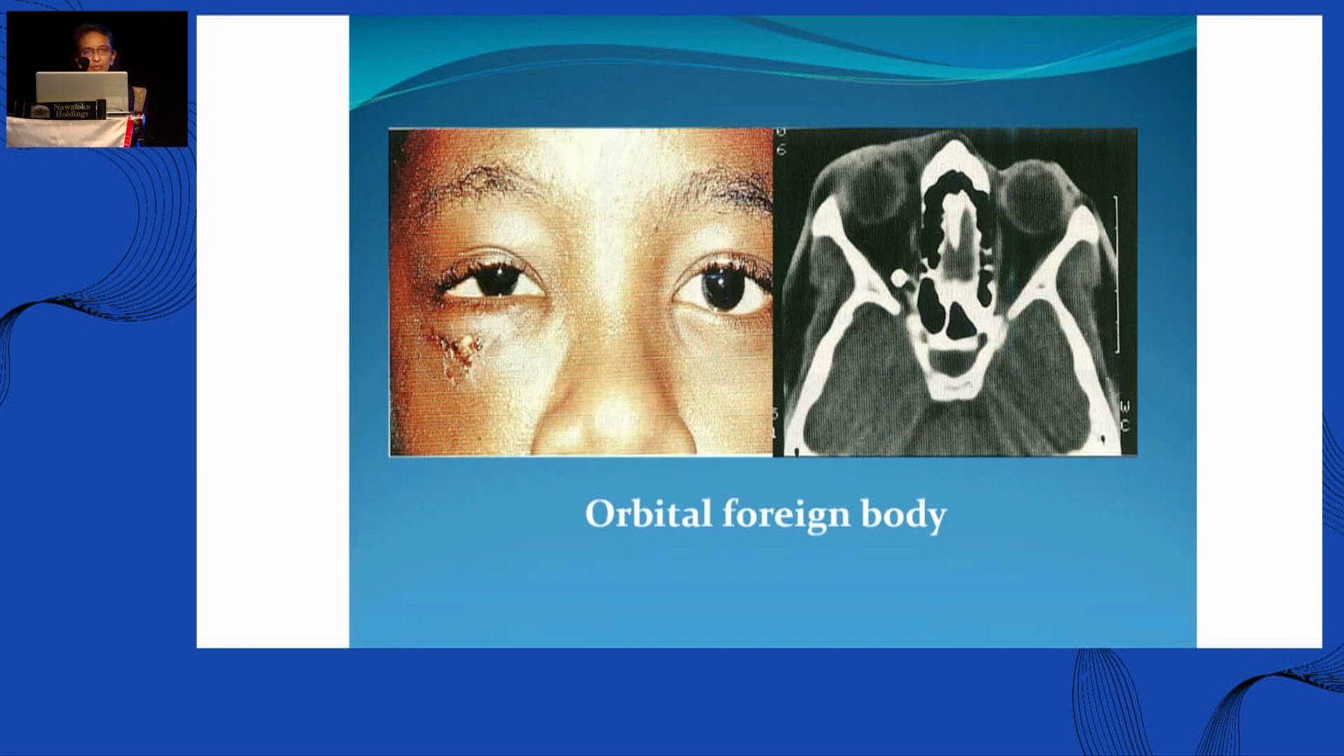I just want to show this one: this patient came with periorbital swelling and was diagnosed as periorbital cellulitis, but there was a small skin wound in the infraorbital region which went undiagnosed and was not thought of as significant. The patient was not responding and had continuous pain. Don't ignore this, saying it is superficial. So we took a detailed history and then did the CT scan. It shows an orbital foreign body.